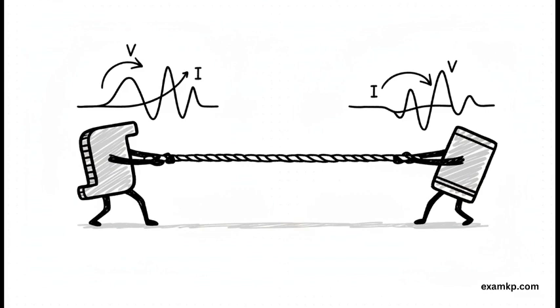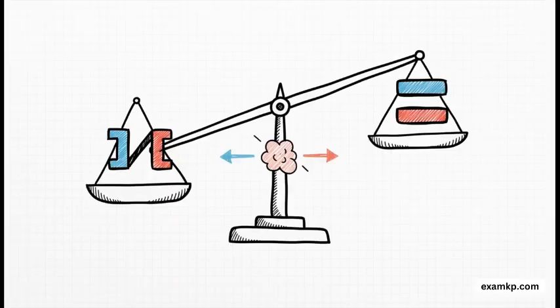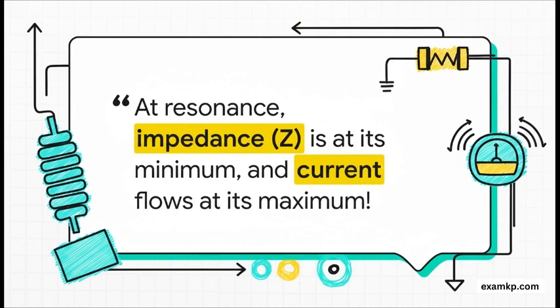So, what if we could rig this game? What if we could find one specific frequency where the capacitor's pull is exactly as strong as the inductor's pull? Well, that perfect sweet spot is what we call resonance. At this one unique frequency, their opposing effects on the timing just completely cancel each other out. It's a perfect tie.